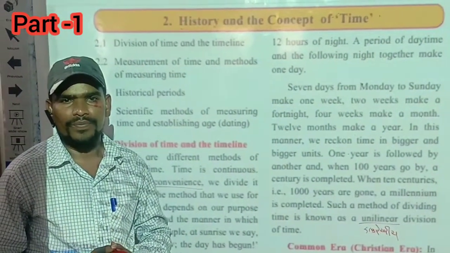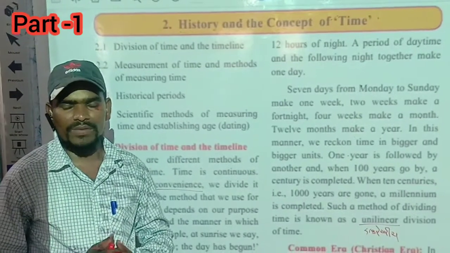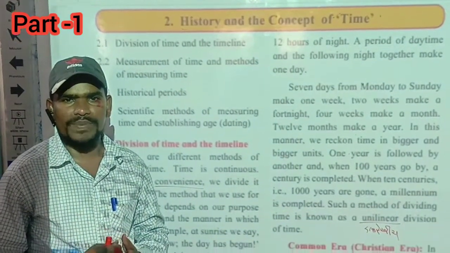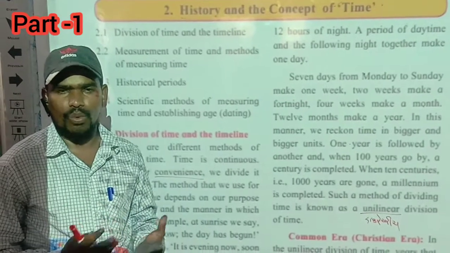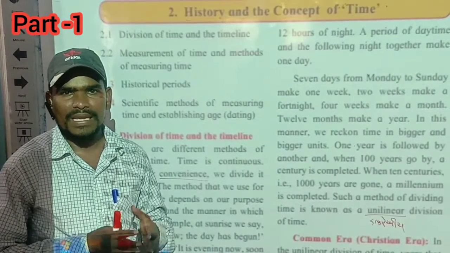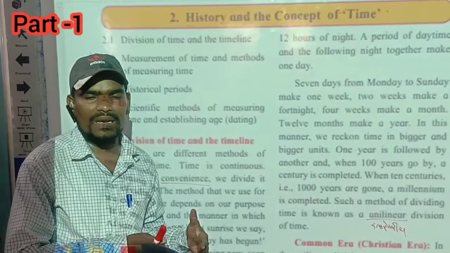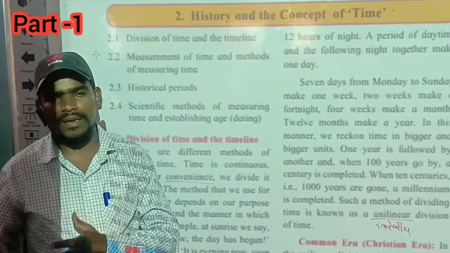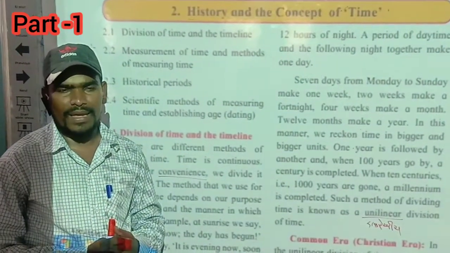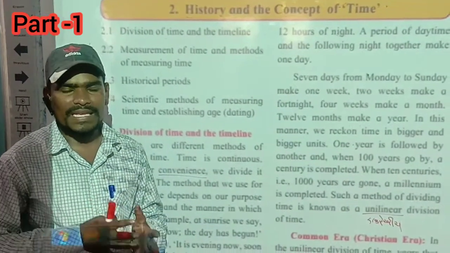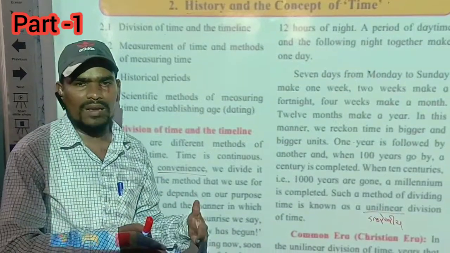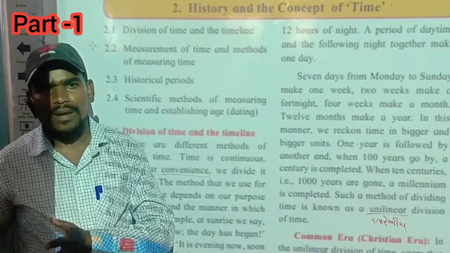My dear friend, in the previous chapter we have studied the first chapter of 5th standard history. What is history? History is a science that tells us what happened in the past. I hope you have learned this definition.